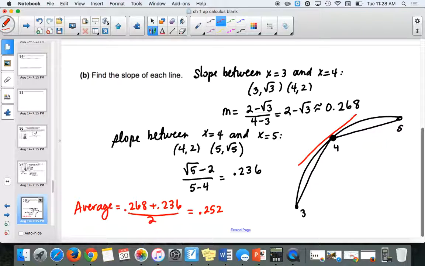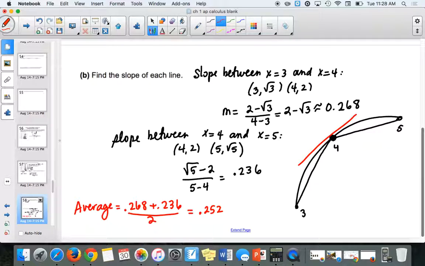If I did the actual calculus behind this, there are shortcuts. Don't you guys hate this? I teach you all the long ways, and then I'll teach you the shortcut later. But if I do the shortcut, the slope ends up being 1/4. Pretty close, right? 0.252, really close. And that was not even using anything that was super close together. Instead of 3 and 5, I could use like 4.1 and 3.9. Right? It's going to be even closer.